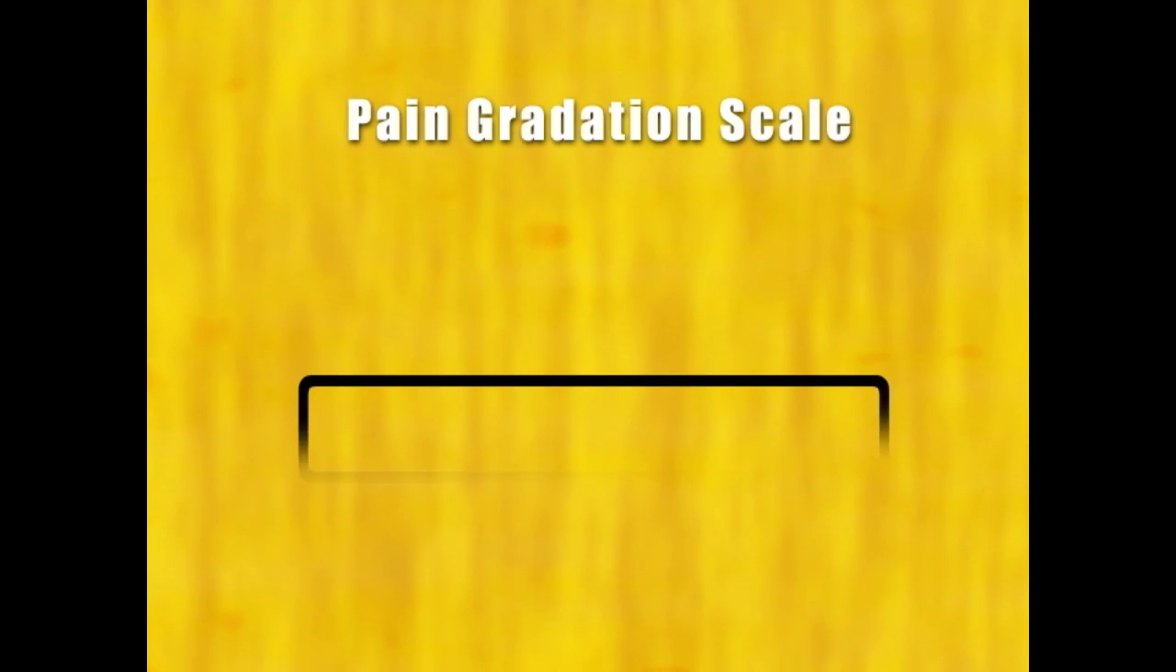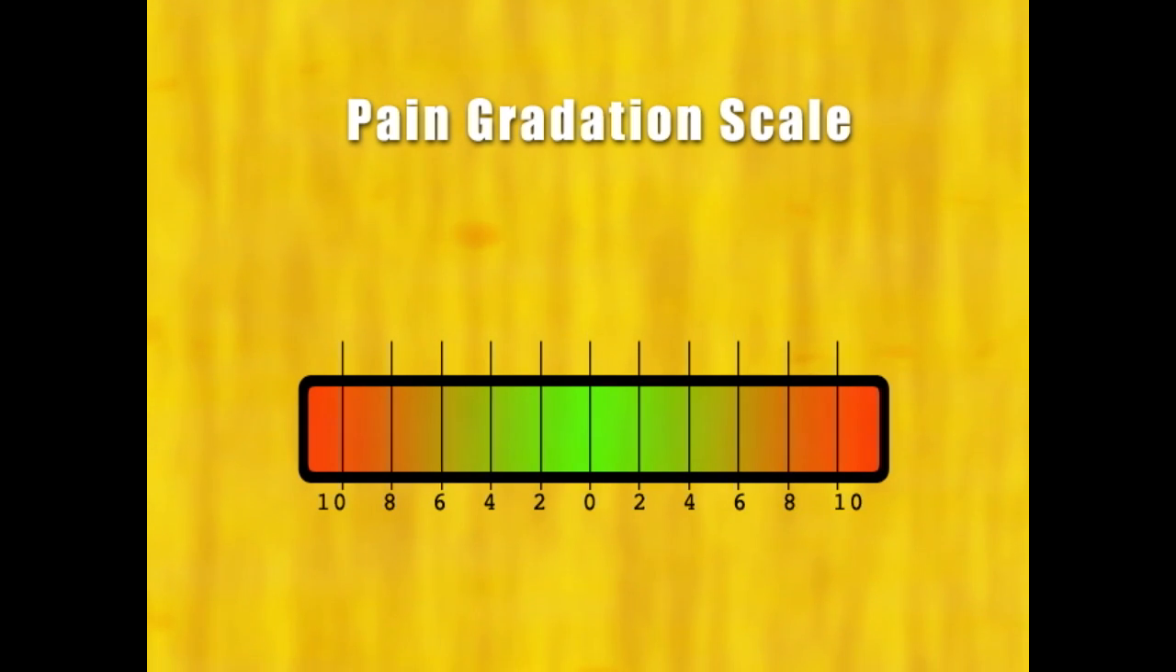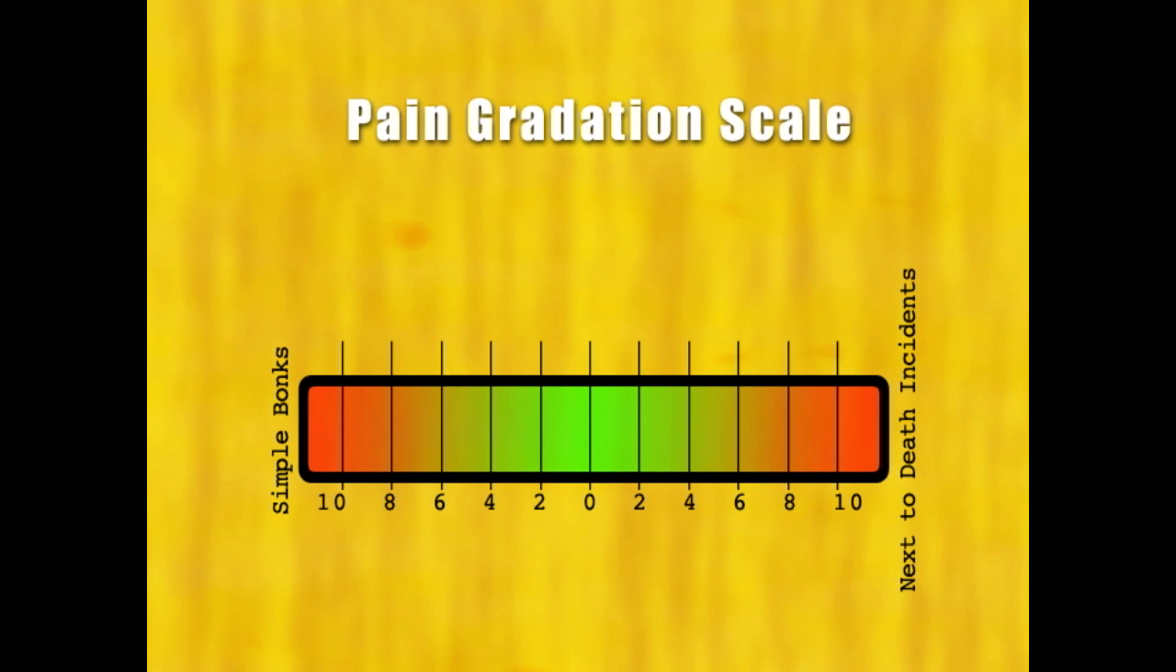That's me, Jepp. This segment will teach you how to maximize your observational injury acuity. First, we need to begin by understanding a few concepts. The Pain Gradation Scale. The Pain Gradation Scale illustrates the comprehensive gamut of all possible bodily injuries, ranging from very simple bonks down to serious right-next-to-death incidents.